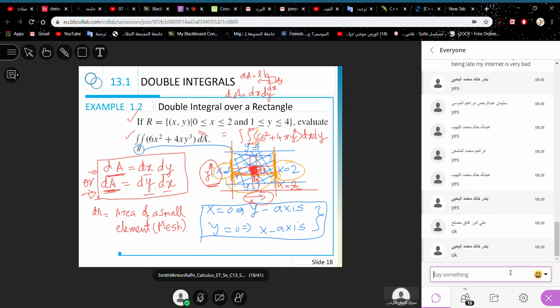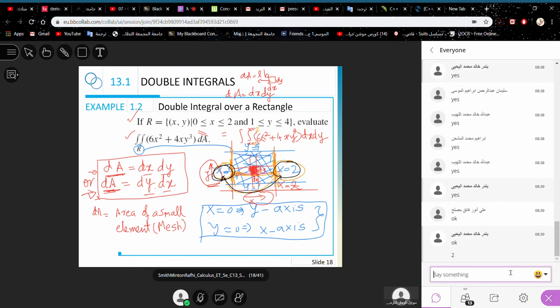How much is the x at the left? 0. And at the right, this is 2. So the limit is 0 to 2. And for y, this is our y. You can see this. We need the limit for y.